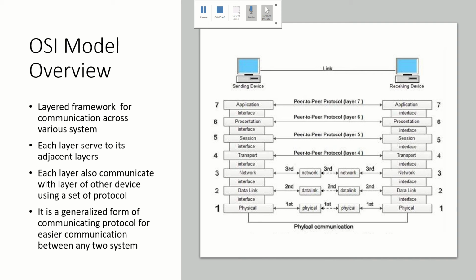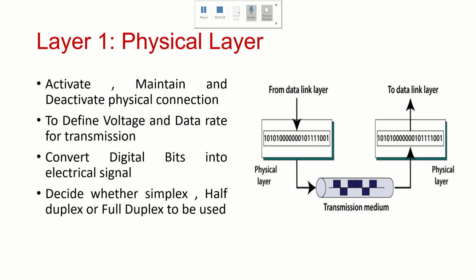So now we are going to study each layer one by one, how it performs its function and how it helps in sending and receiving data. Okay, so the first layer is the physical layer. This is the most basic layer, the physical layer.